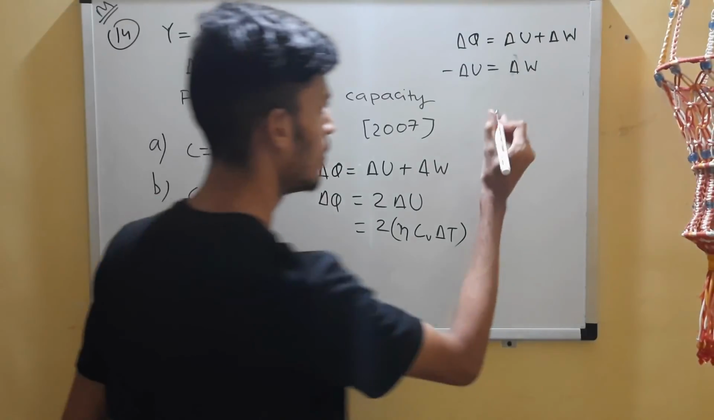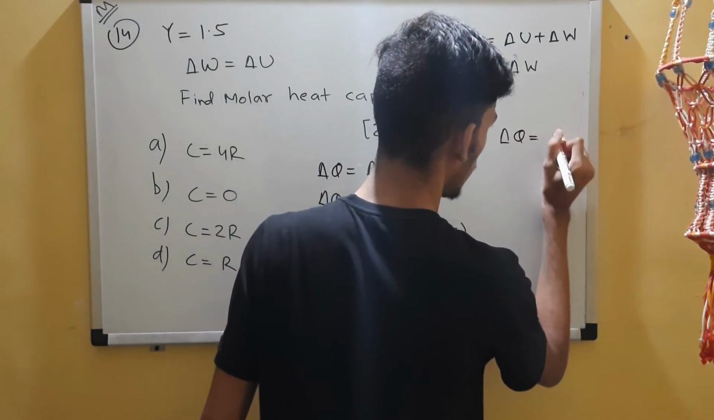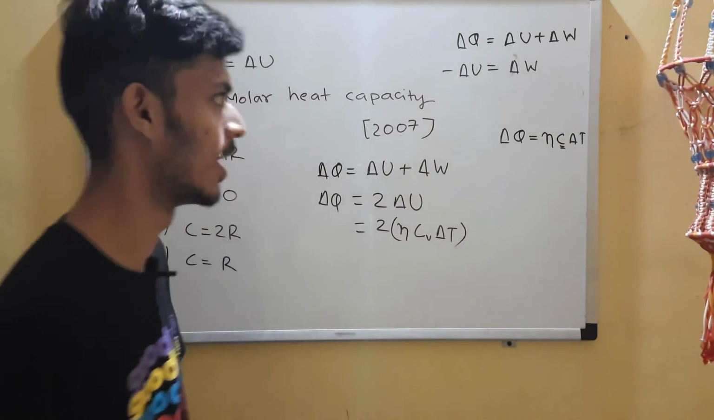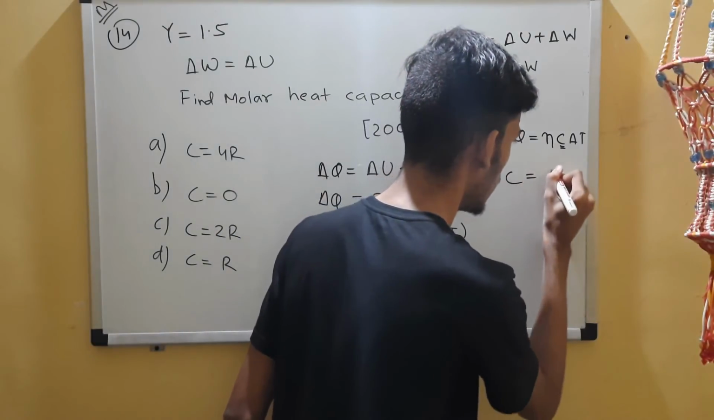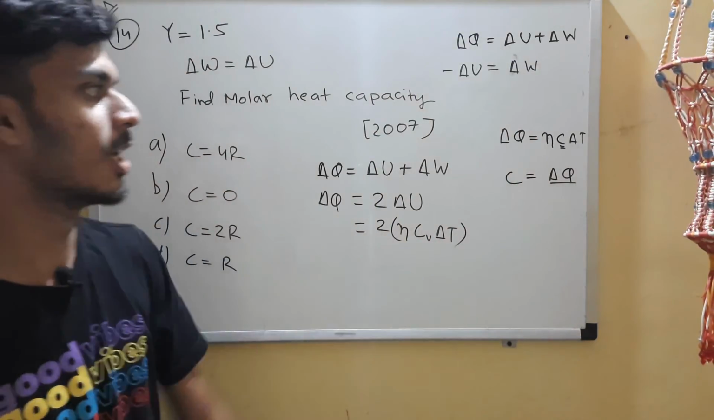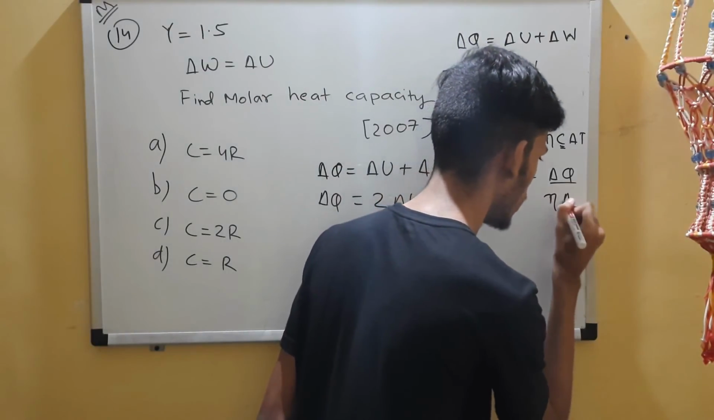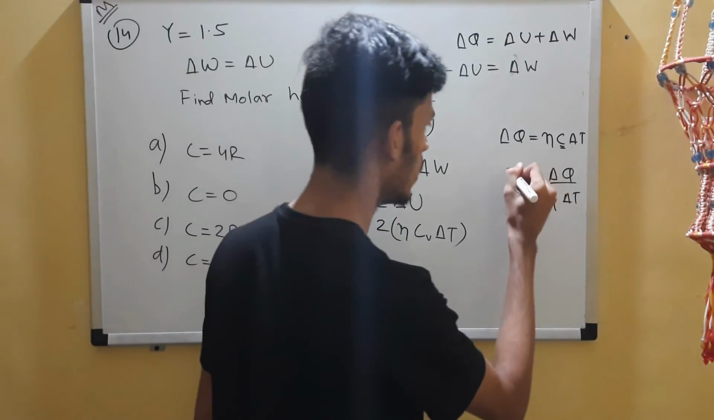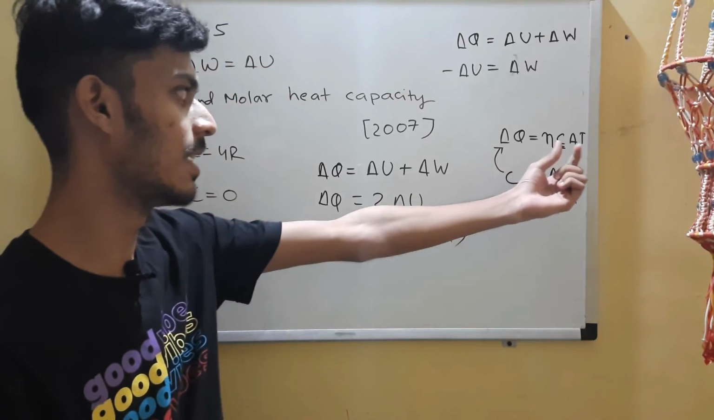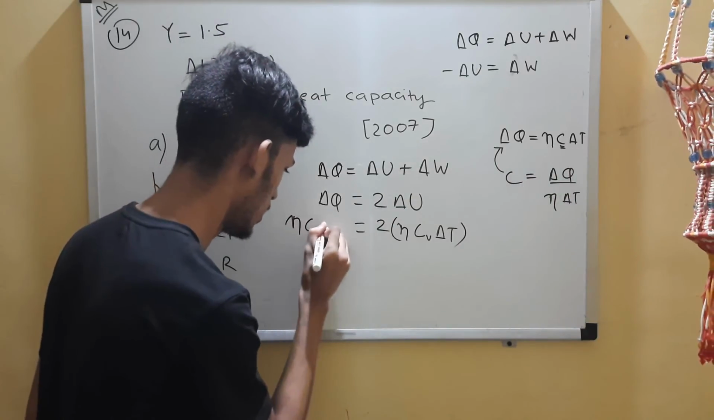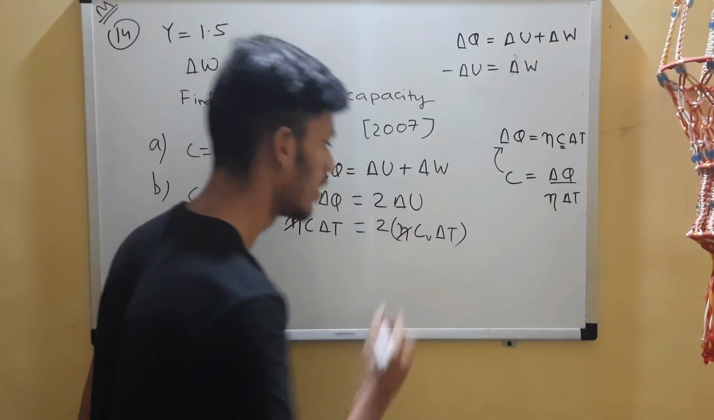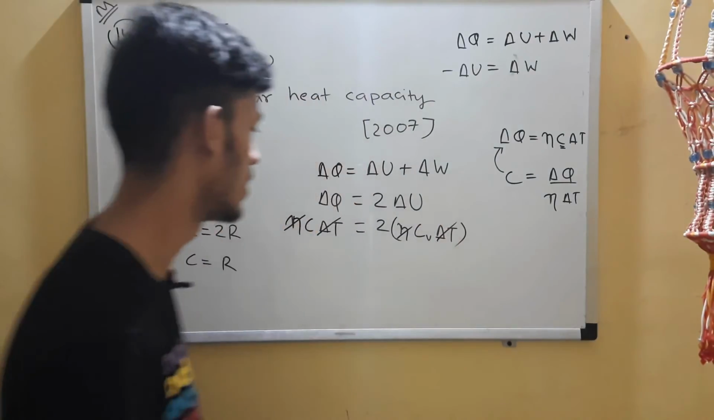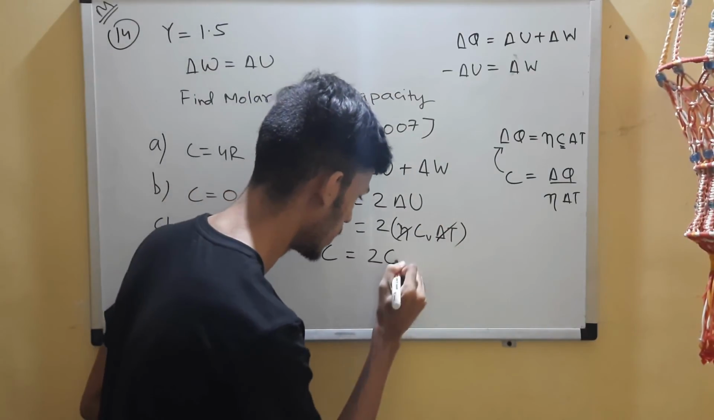Now delta Q can be written as n C delta T. This is the thing that we are supposed to find. Heat capacity is the amount of heat that should be given per mole to change the temperature by 1 unit. From there you can make heat the subject and you'll get n C delta T. This n will cancel with the number of moles on the other side, and this delta T will also get cancelled. You'll see that C is 2 times CV.